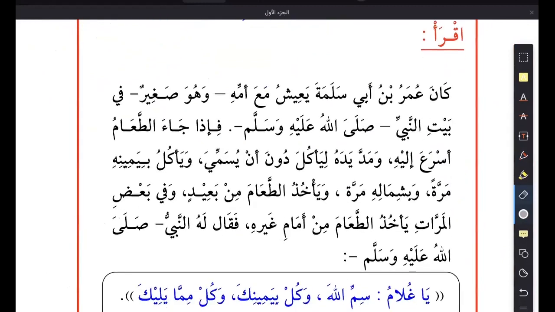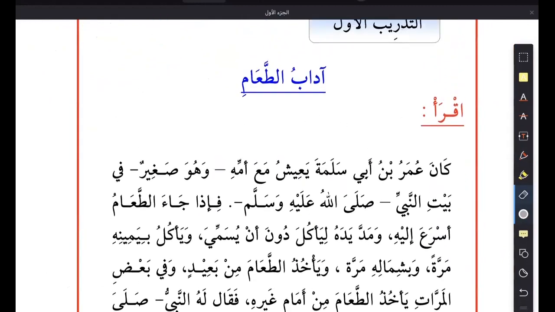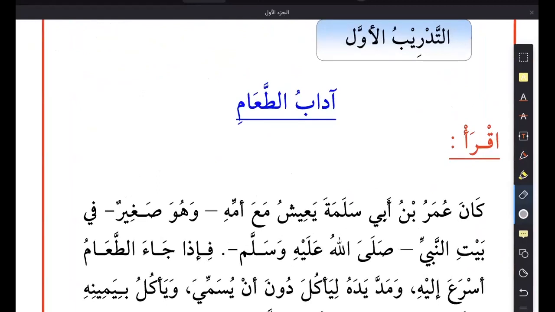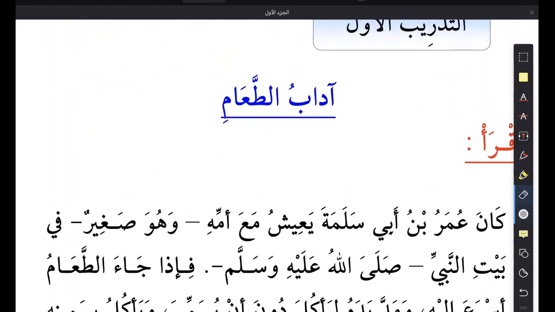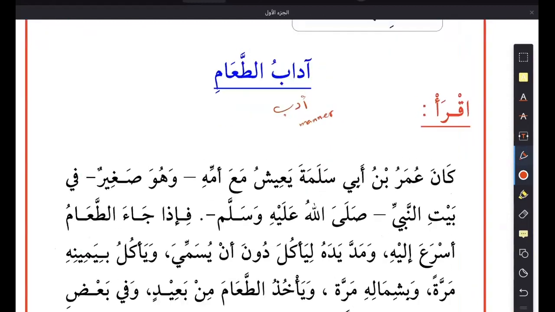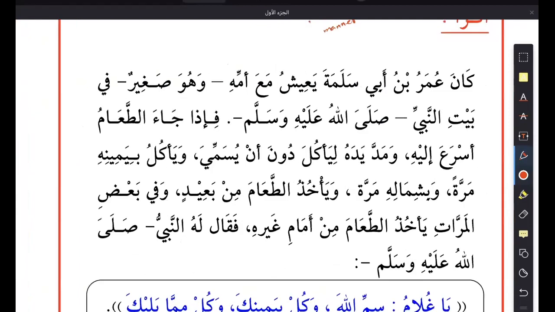Looks like we'll be having a very small reading, which is nice. It says آداب الطعام. Adab is the plural of adab, which means manner. So this is a plural: manners of food. Okay, so let's get started.